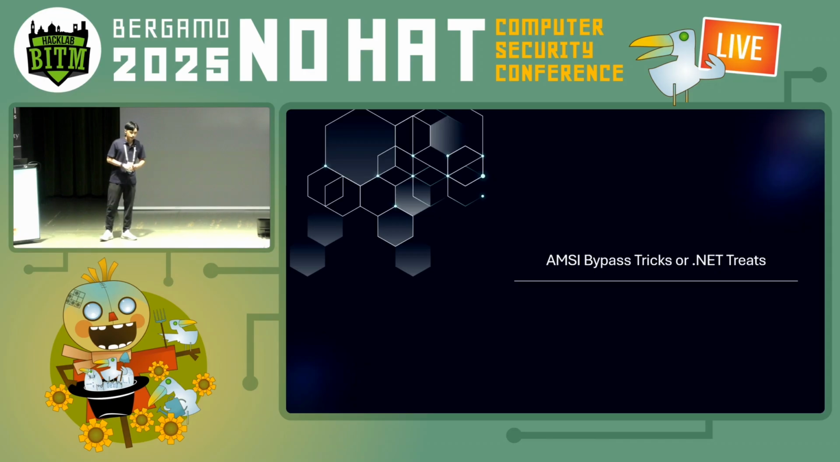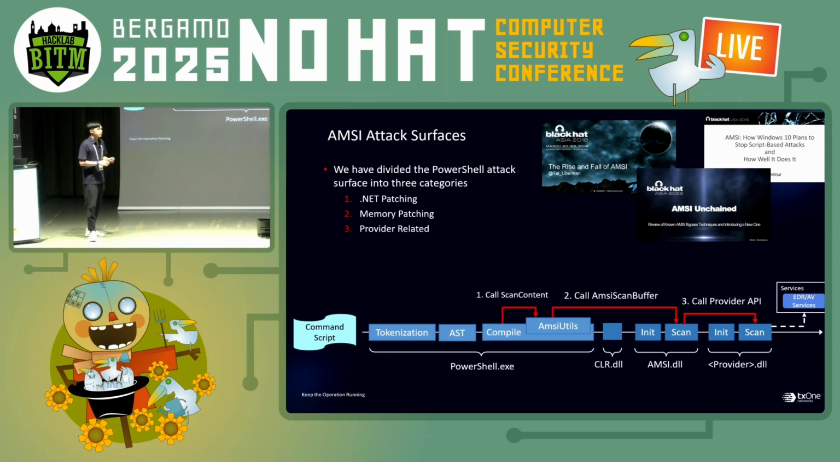So let's start with how a hacker bypasses AMSI. This year, we explored all the public AMSI bypass payloads and grouped them into three attack surfaces. The first one is .NET patching, then memory patching, and provider-related patching. Each attack surface maps to the AMSI workflow, as you can see below the red line. So in this chapter, I will go through each attack surface.